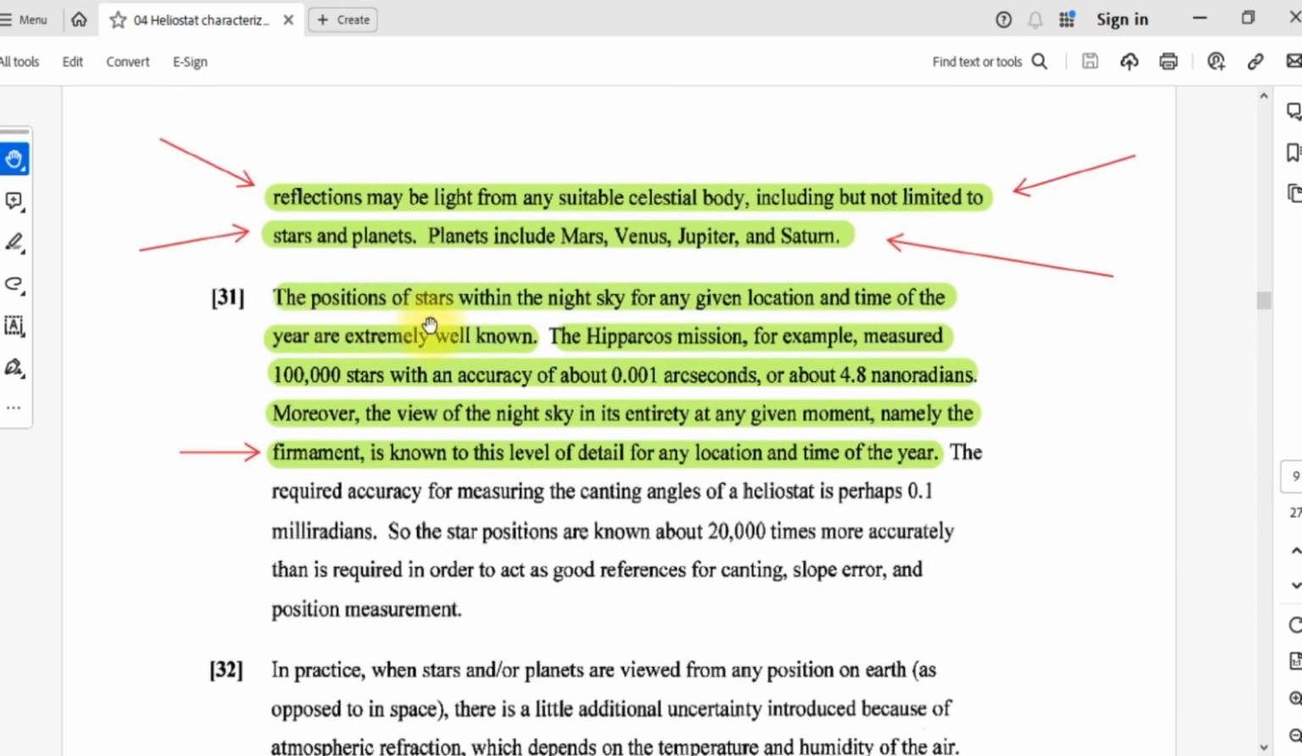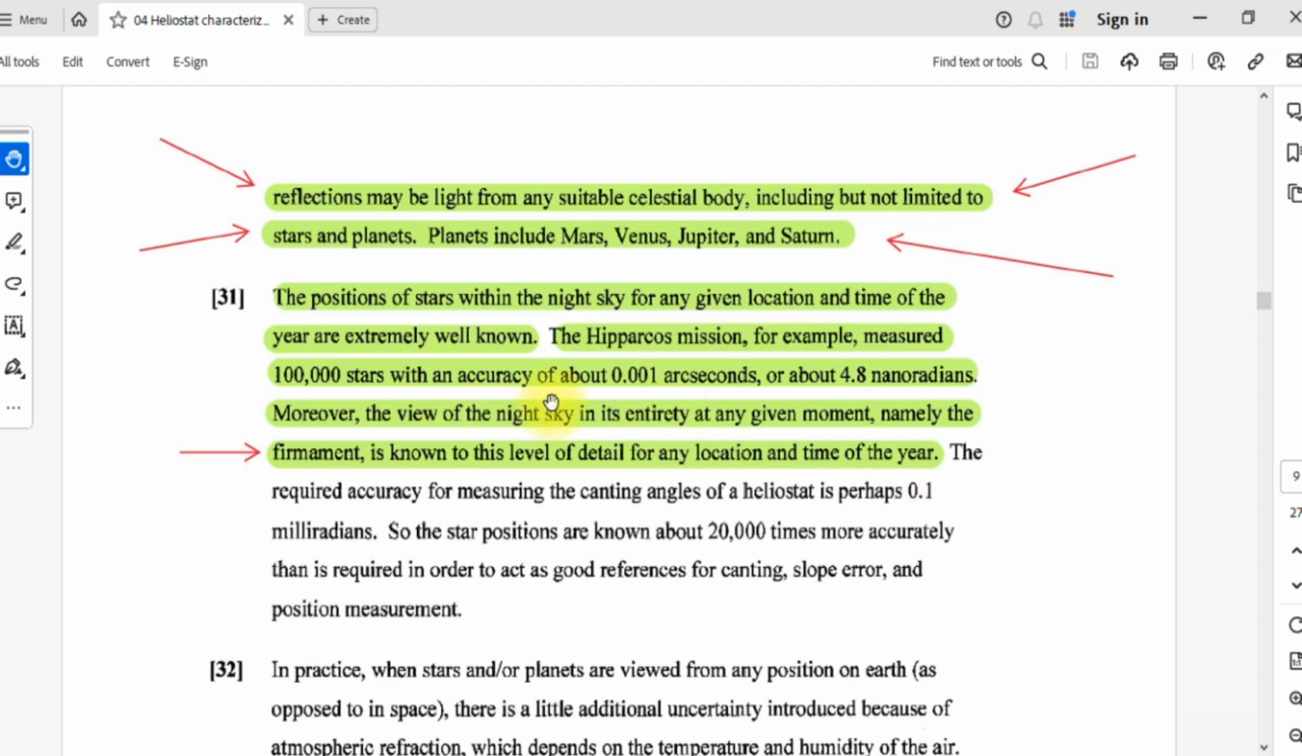The positions of stars within the night sky for any given location and time of the year are extremely well known. Of course, you can look at celestial navigation. They consider Earth to be stationary, and the stars moving from east to west. The Hipparcos mission, for example, measured 100,000 stars with an accuracy of about 0.001 arcseconds, or about 4.8 nanoradians. Moreover, the view of the night sky in its entirety at any given moment, namely the firmament, is known to this level of detail for any location and time of the year.